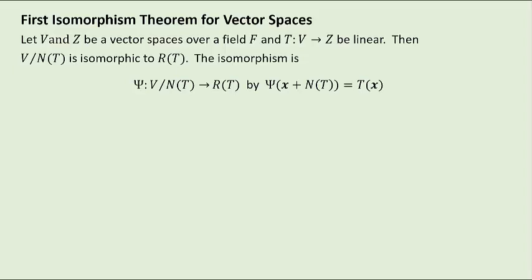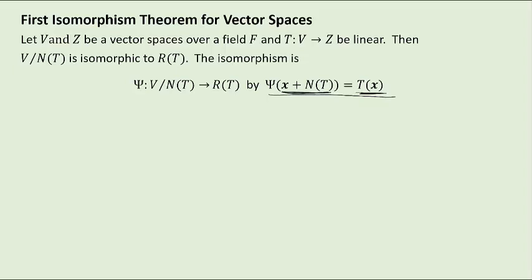The isomorphism, we'll use psi like we did in group theory, maps V mod the null space to the range by psi of this coset of the null space, x plus N(T), is equal to T of x. It's exactly what we did with groups, except we called the null space the kernel. We called T phi. We called R(T) the image of T, but it's exactly the same.